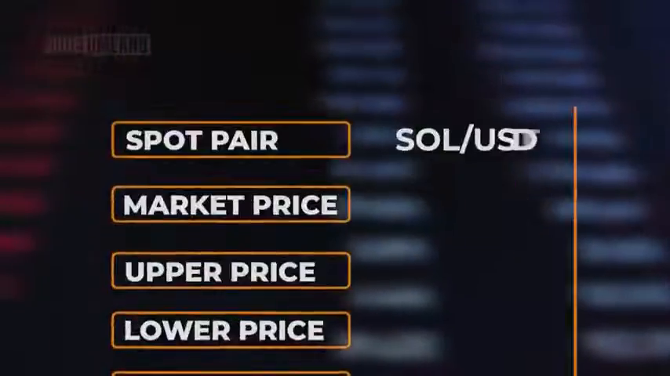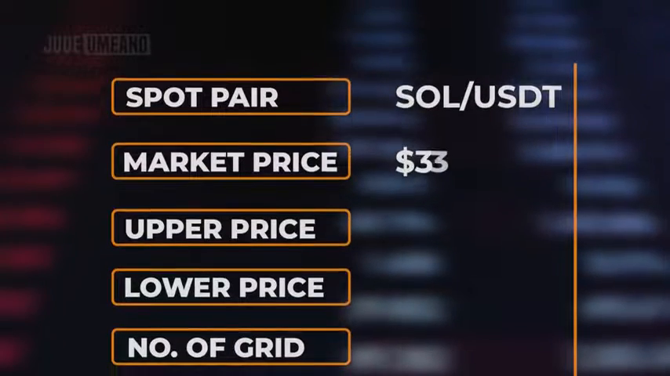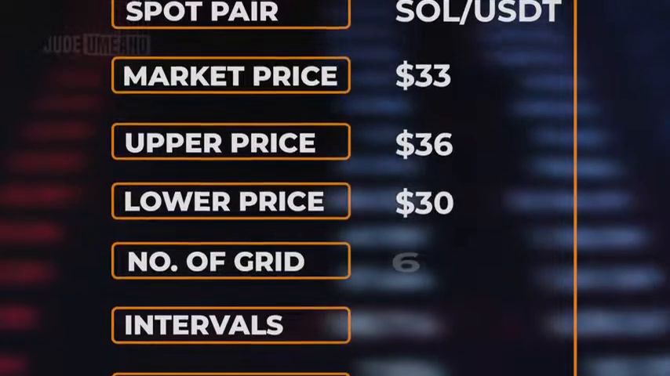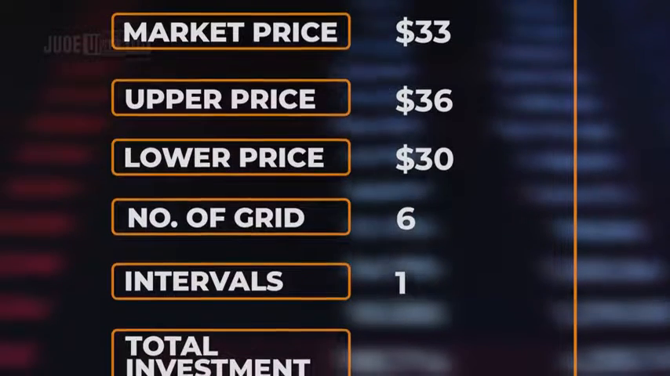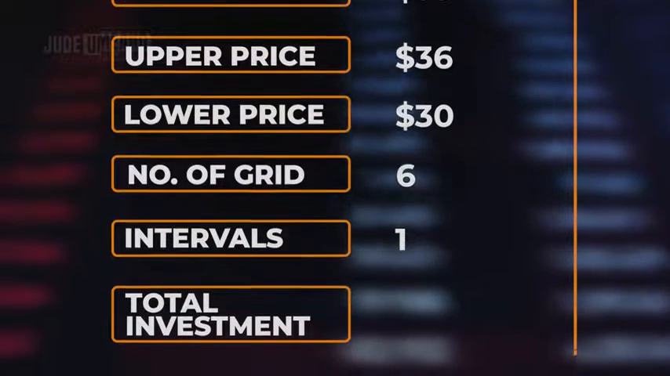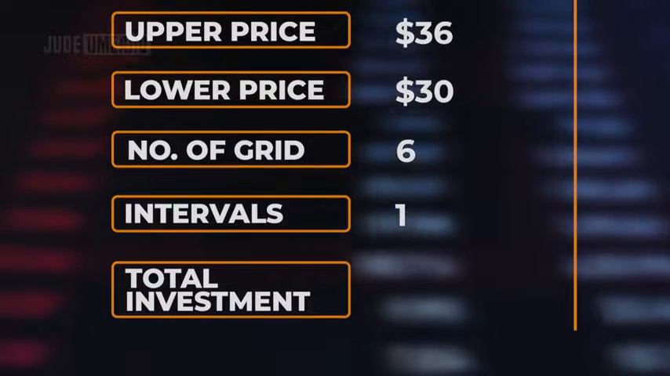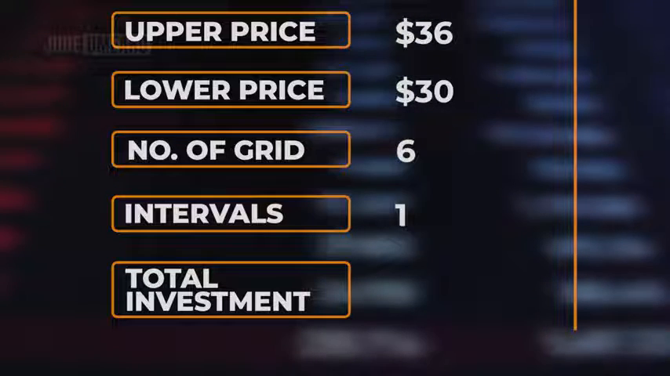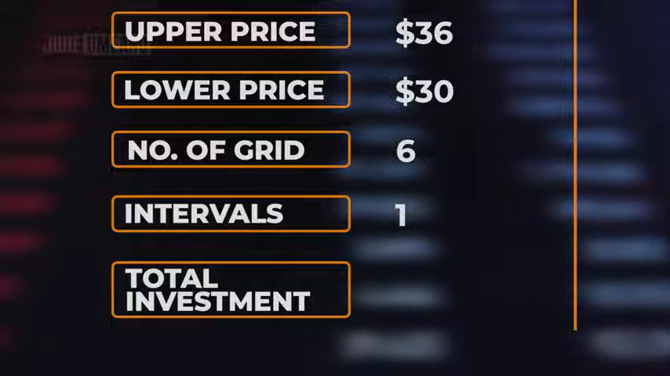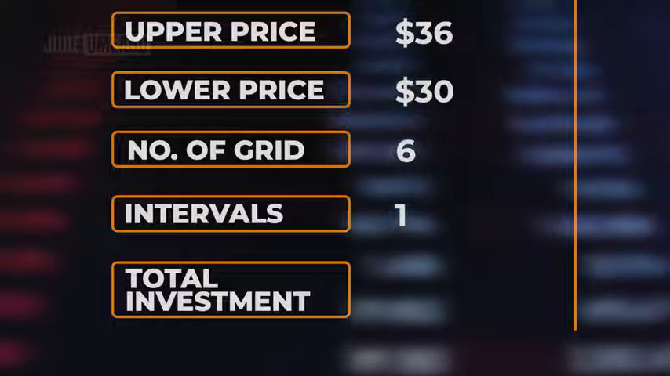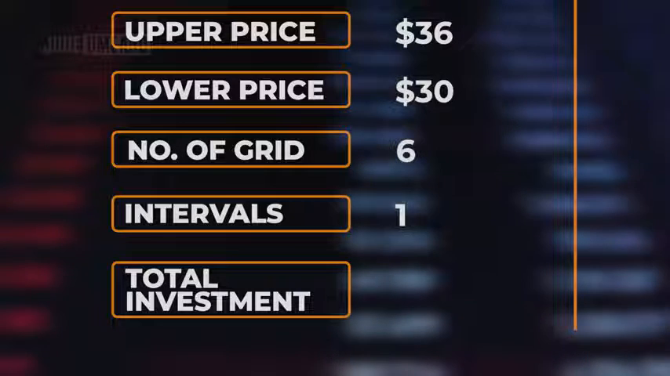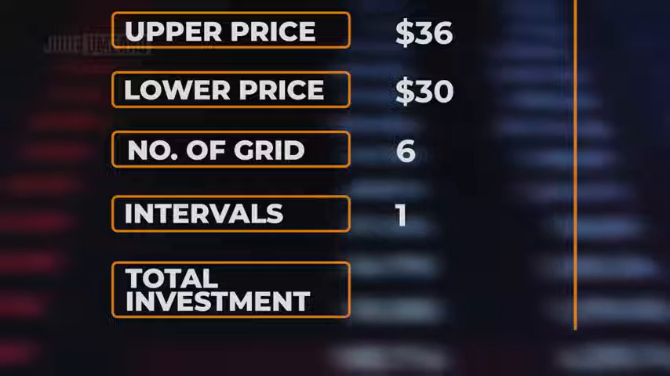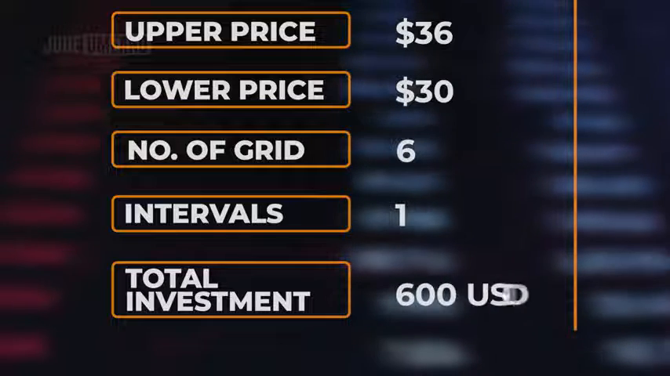Spot pair is SOL USDT, market price is $33, upper price is 36, lower is 30, number of grids is 6, and interval is 1. The number of grids, I have to choose it myself, right? So I'm choosing 6. And interval, if you check 30 to 31, 32, those are the intervals. So the interval is 1 here, and this is based on the fact that I choose the number of grids to be 6. Now my total investment I want to put inside this trade is $600.